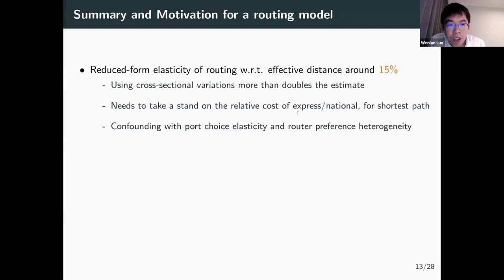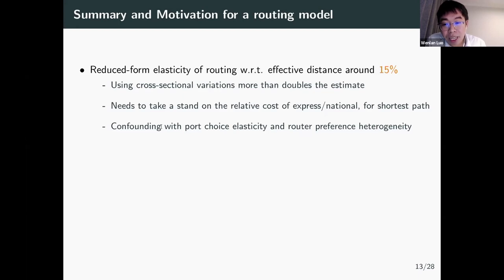Okay, so just to summarize and motivate the structural model, the reduced form elasticity is around 15%, and using cross sectional variation will overestimate this. But here we have two caveats for doing this. First of all, we already take a stand on the relative cost of expressway and national and regular roads to calculate the shortest paths. And we don't have a rerouting, basically. We don't have the optimal routing in the current analysis.